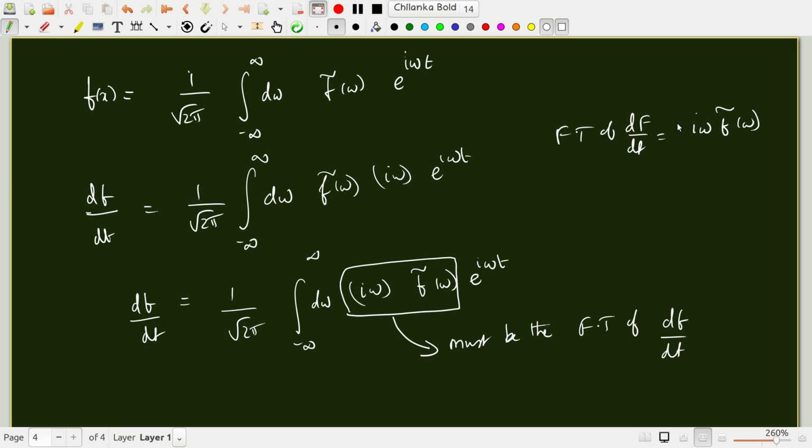This is very helpful in solving differential equations, ODEs and PDEs. The key thing to note is that the derivative with respect to time has now become a multiplication with respect to this omega variable. Similarly, I can write that the transform of d squared f by dt squared is (i omega) squared f of omega, and so on. So this already renders a great simplification by converting differentials into algebraic expressions. This is one of the major advantages of using the Fourier transform.